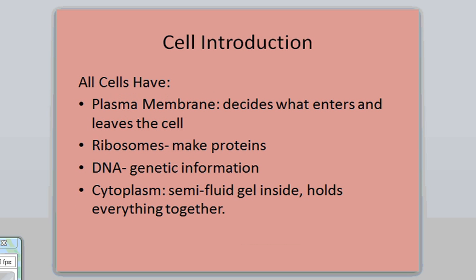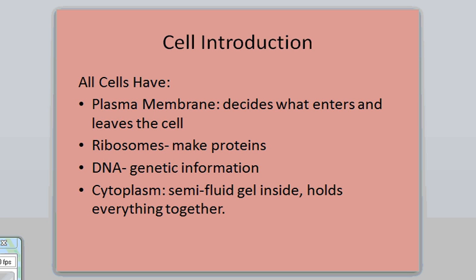So as we look at cells, all cells, whether you are a whale cell or a bacteria cell or a skin cell, eyeball cell, all cells have the same 4 parts. They have plasma membranes, which decide what comes in and out of the cell. They hold everything together in the cell. Then we have ribosomes. Ribosomes are responsible for making proteins, and then the proteins help determine the structure and function of the cell.